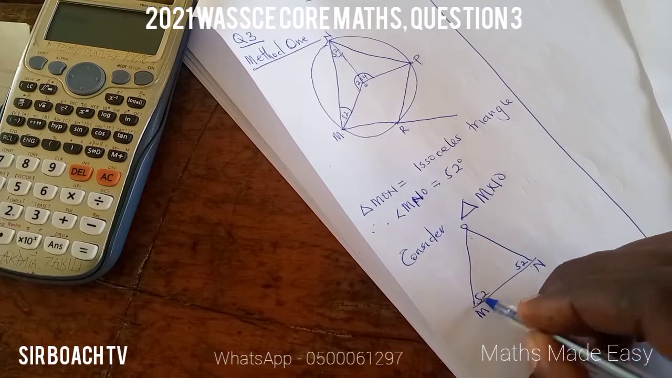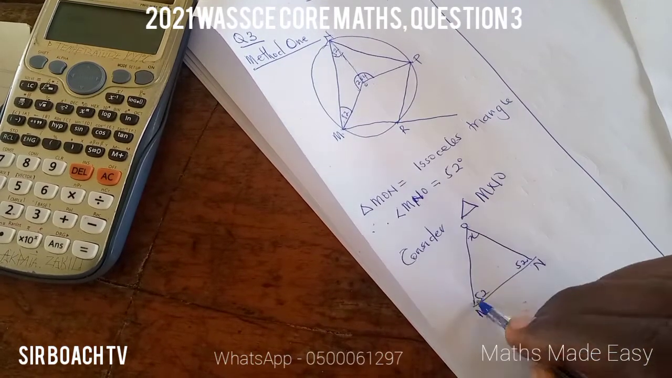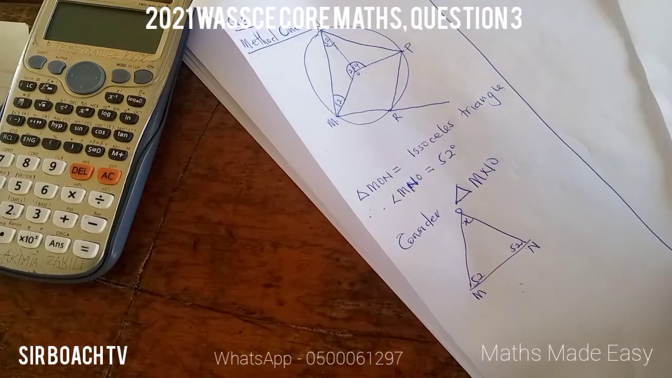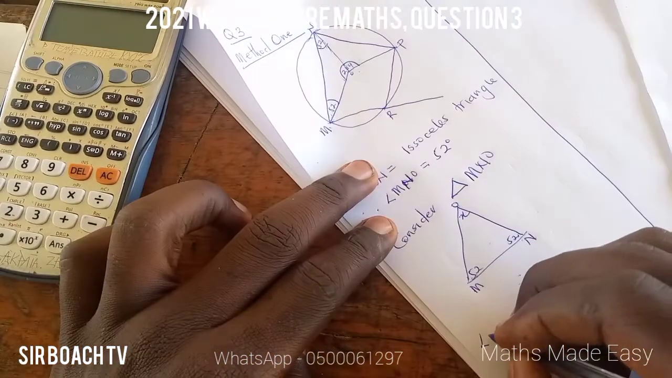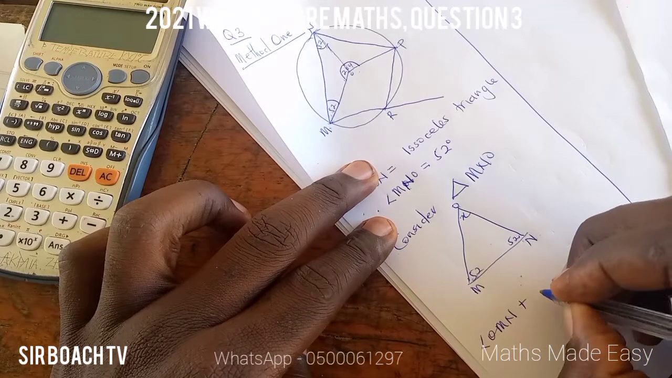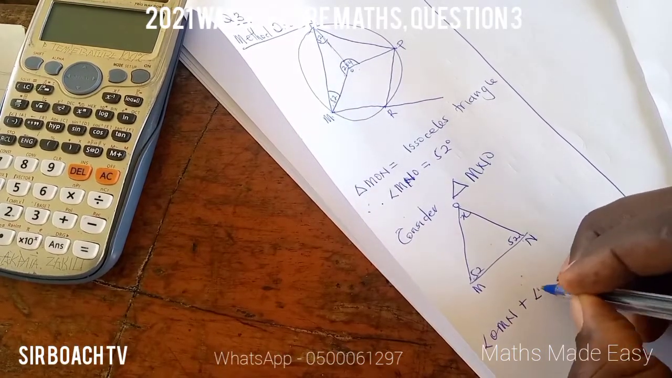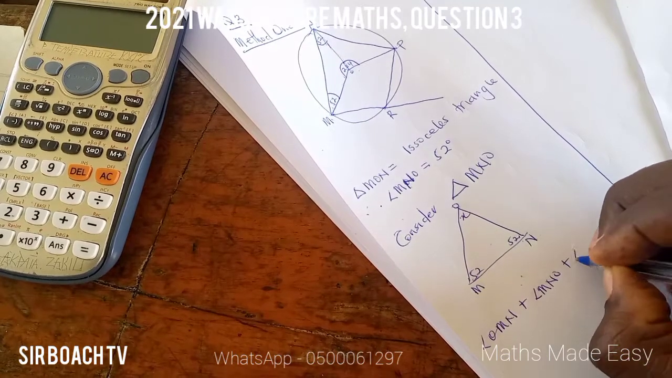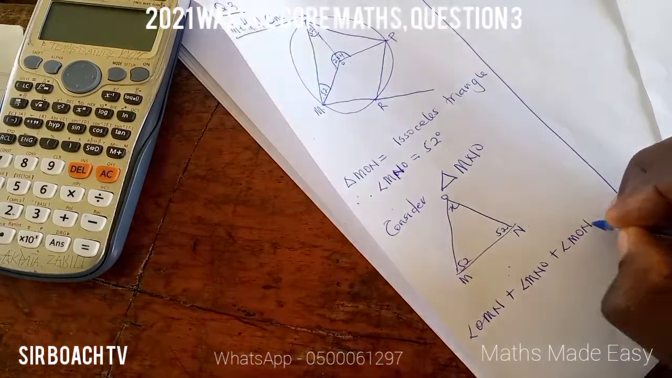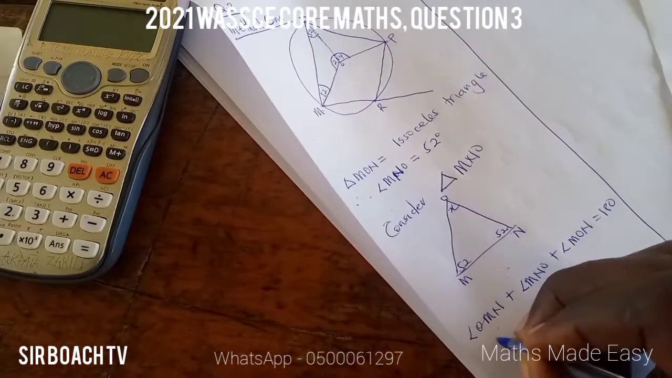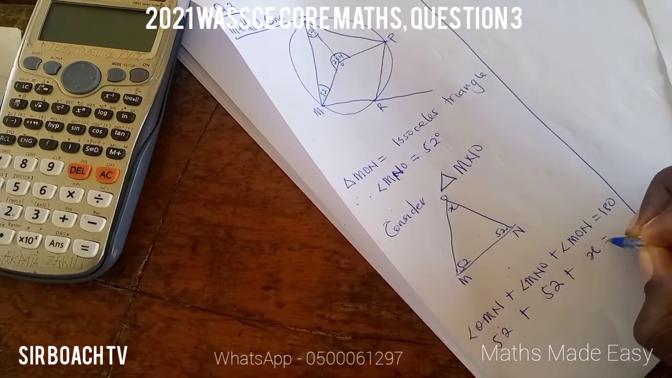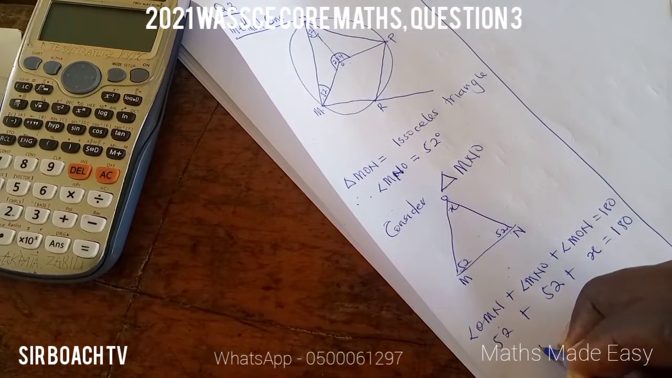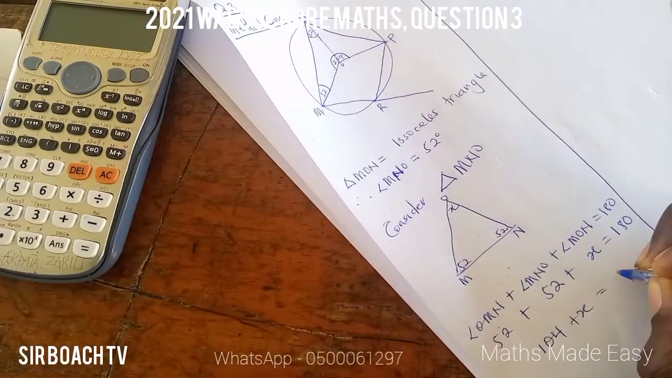So what we'll do is add this to this to this. Let's put a variable here, let's say x. Then equate it to 180, because interior angles of a triangle sum up to 180. So triangle OMN: angle MNO plus angle MON plus the third angle equals 180. But this angle is 52, this angle is also 52, and this angle we replace with x, equal to 180. So we will get 104 plus x equals 180.